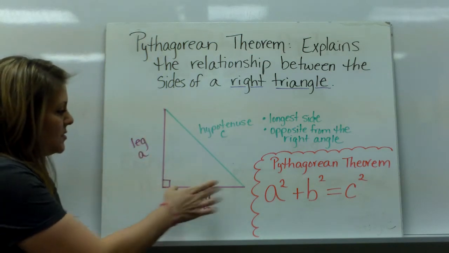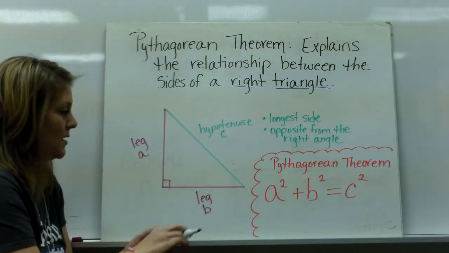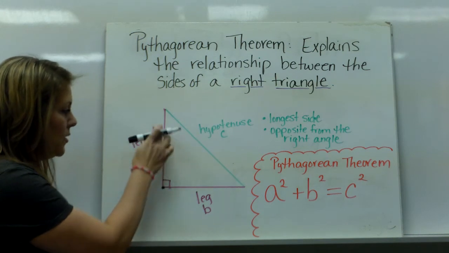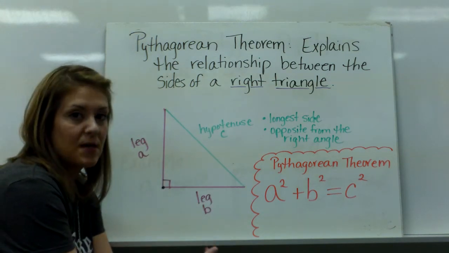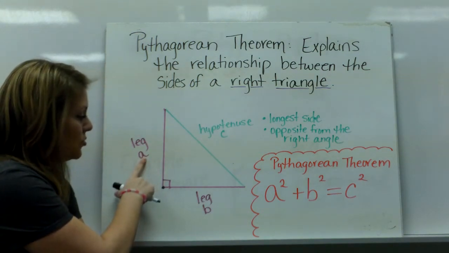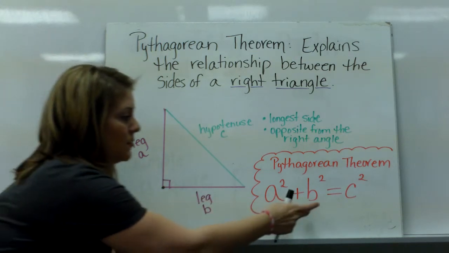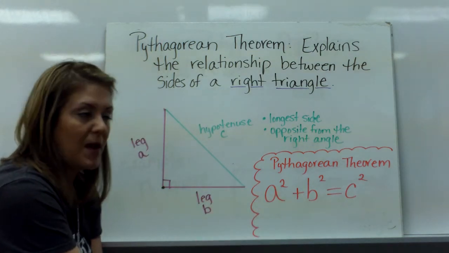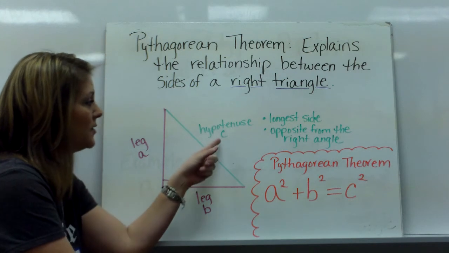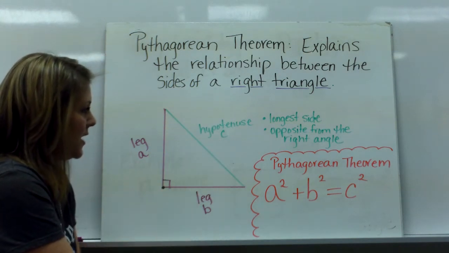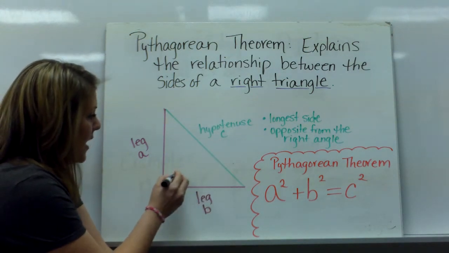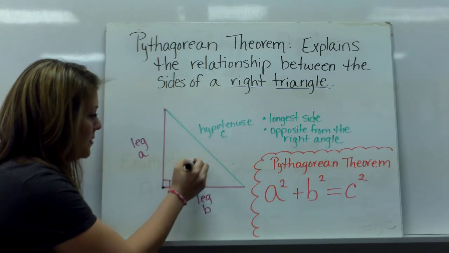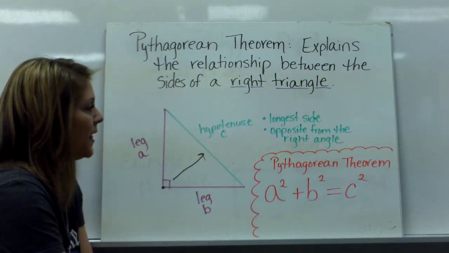The two legs are the sides that connect to make that right angle. So they're the ones that are your vertical and horizontal sides. Those are usually labeled with A and B. Those go into your theorem in place of A and B. The hypotenuse is that diagonal side. It's always opposite from the right angle.